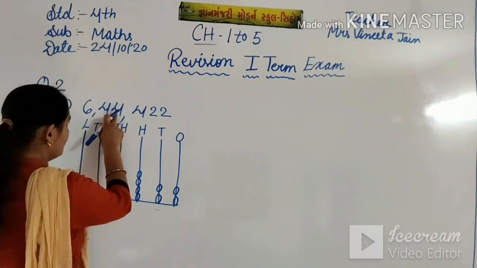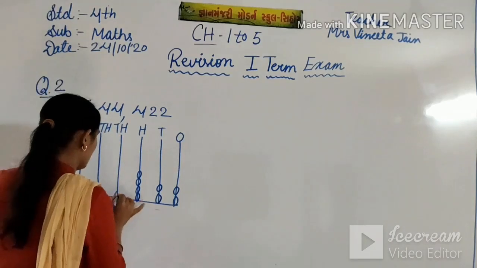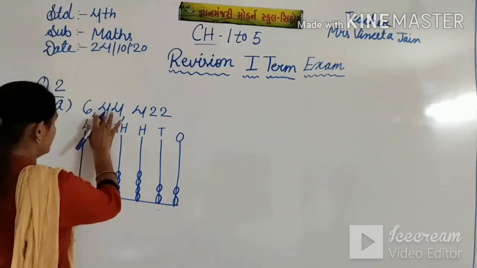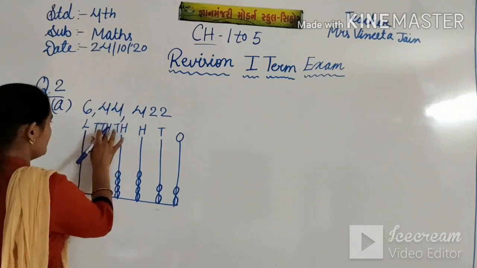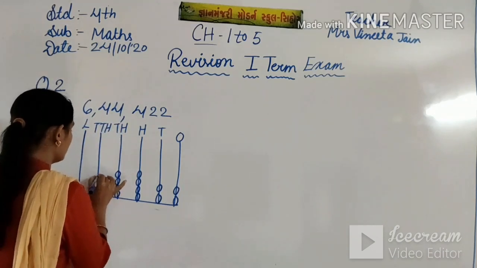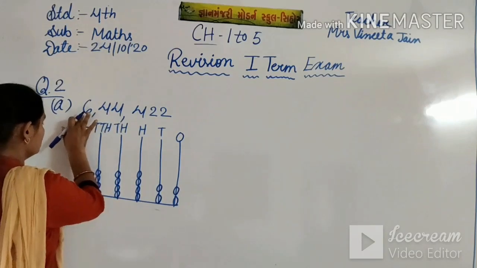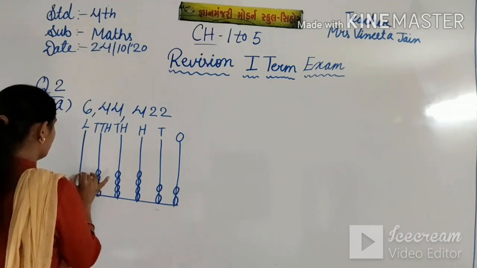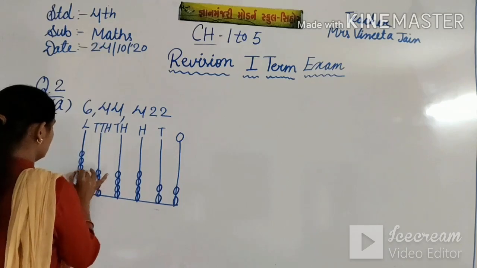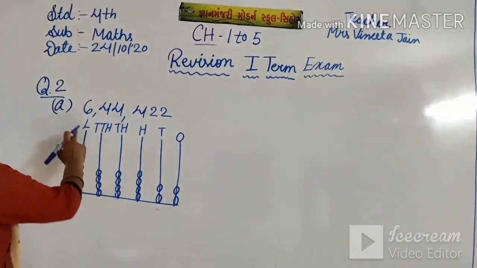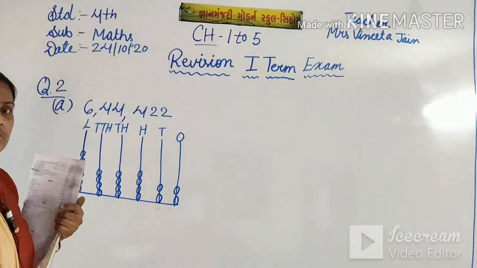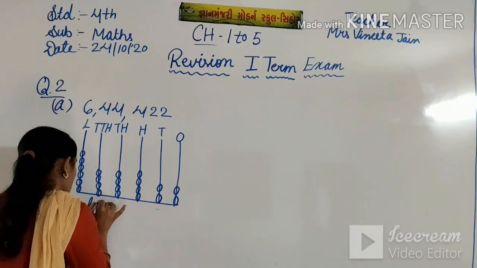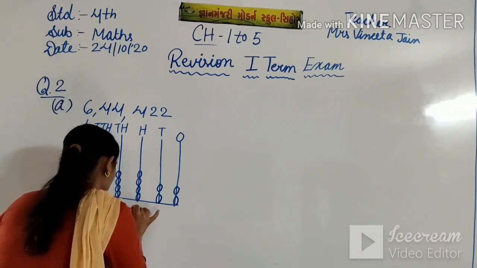Next, four is at thousands place, so we will draw four beads there. Next, four is at 10,000 place, so we will draw four beads on 10,000 place. Next, six is at lakh place, so we will draw six beads on lakh place. Okay, students. Now we'll write the number name of this number: six lakhs 24,000.